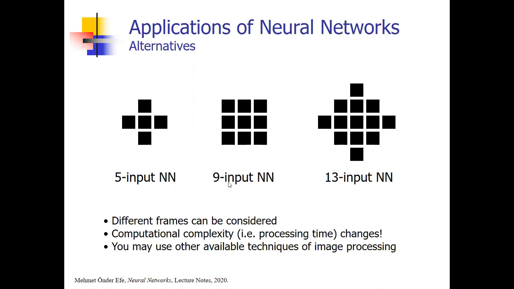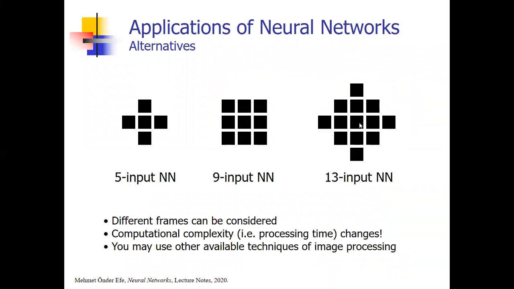It is of course possible to use a 9-input neural network that could use this kind of an adjacency plot or frame, or a 13-input neural network that uses more information. I mean, that is aware of the deeper neighborhoods of a pixel, okay?